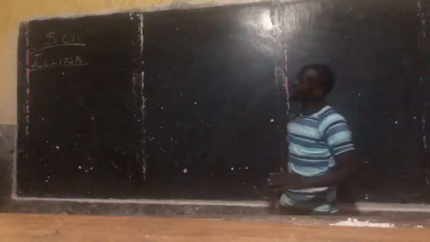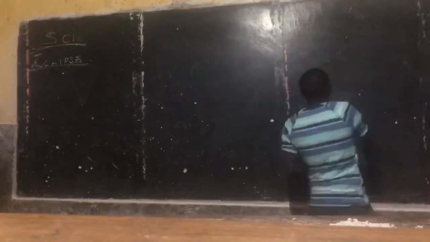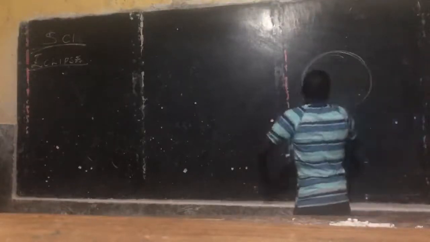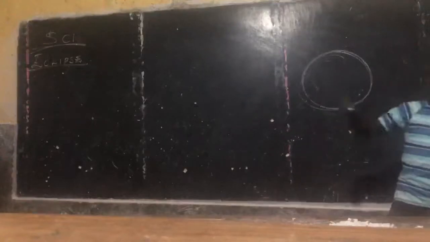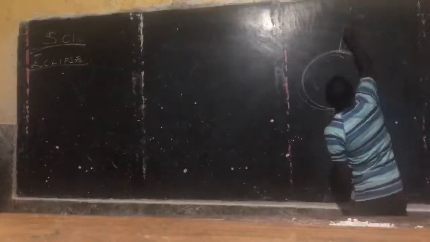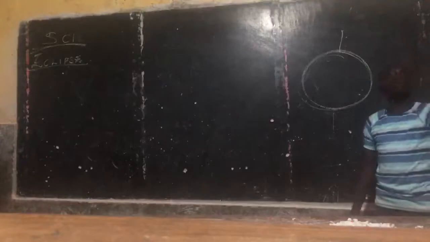Now let's talk about natural shadows: eclipses. What's an eclipse? Before we even discuss an eclipse, we know that the earth rotates. Also, remember, what causes day and night? When the earth rotates on its axis.